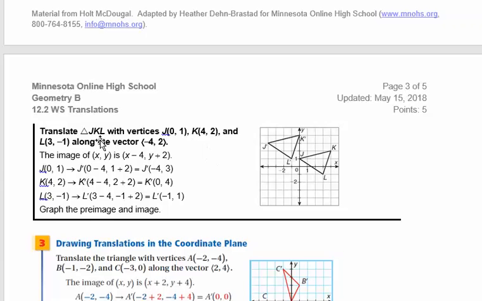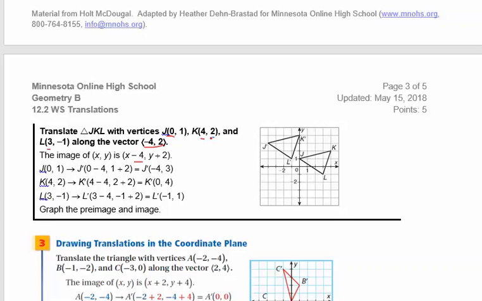Here we have triangle JKL with vertices J at (0, 1), K at (4, 2), and L at (3, -1). That's this one right here. And we are going to translate that along the vector <-4, 2>. That means every x-coordinate has a horizontal change of negative 4. So we're going to subtract 4 from every one of the x-coordinates, from 0, from 4, and from 3. And then the y-coordinate will change with this vertical component.